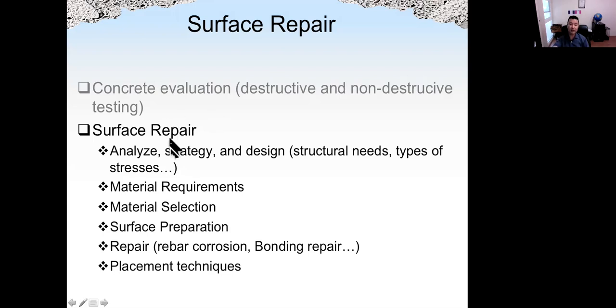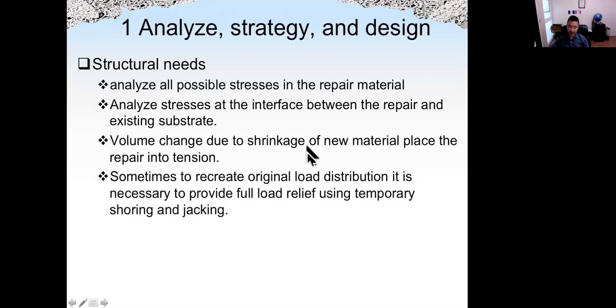The first one is we analyze, we give strategies, and we design repair, which is based on the structure need. So we need to analyze all the possible stresses in the repair materials. This is very, very important, and sometimes not very easy to do. We need to analyze the stresses at the interface between the repair materials and the existing material.